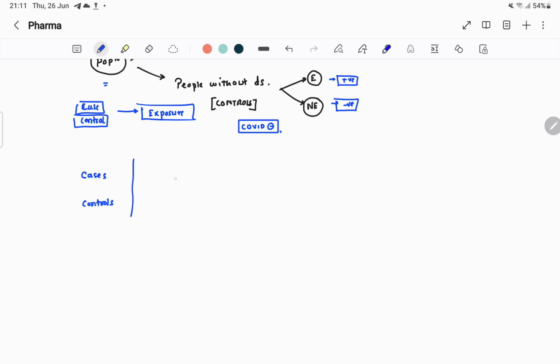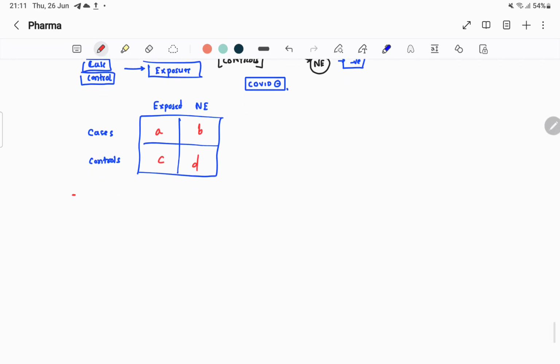So let's say cases, controls. Then I am making a box, a 2 by 2 matrix, exposed, not exposed. Let's say A are the cases who are exposed, B are the cases who are not exposed, C are the controls who are exposed, and D are the controls who are not exposed. This is the 2 by 2 matrix. Understood?